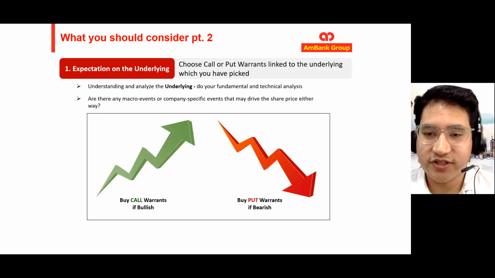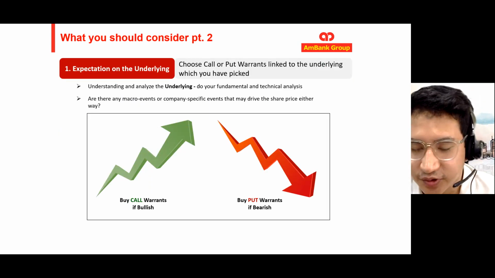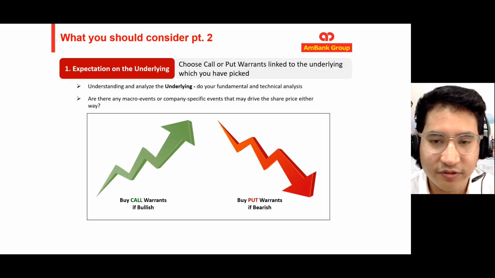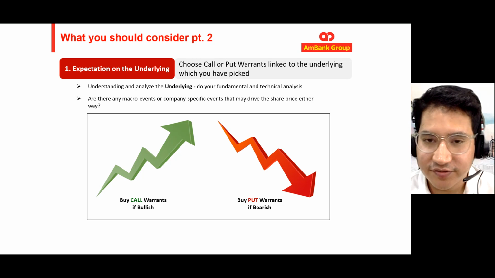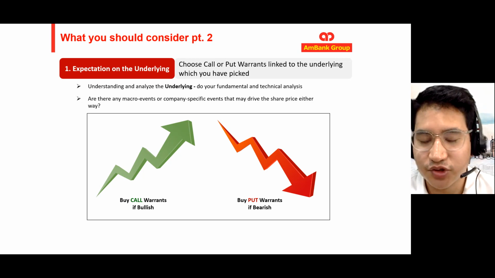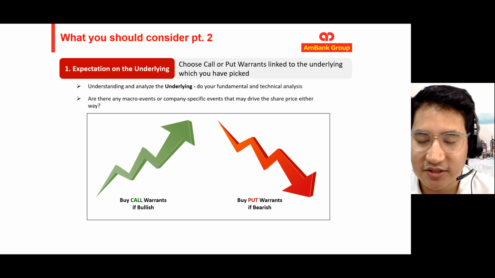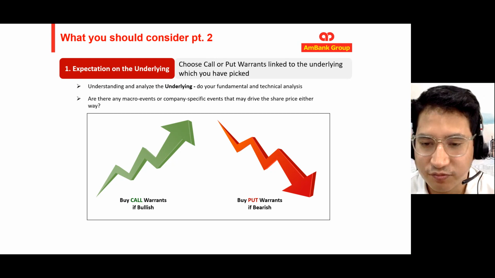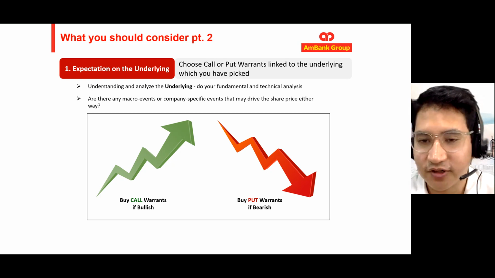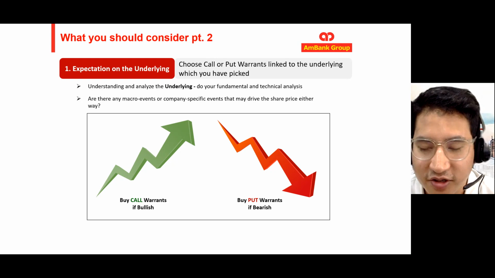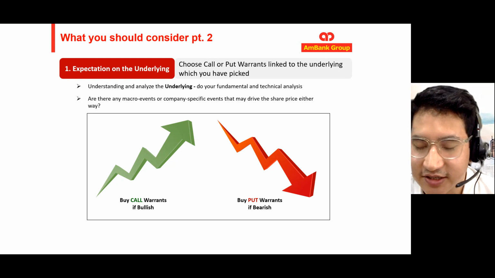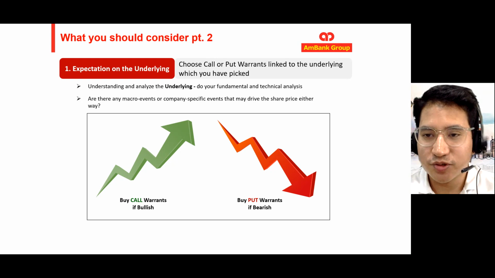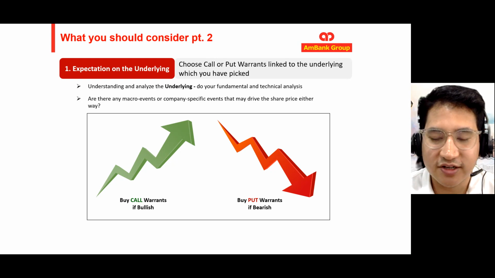So what should you consider if you're interested in structured warrants and you want to look around and trade structured warrants? So the first thing I would like to go through is you need to have an expectation of the underlying. There's no use buying into a structured warrant where the underlying is not doing well, because that will only accelerate your losses the same way as you saw it accelerates your gain. So you have to choose call or put warrants linked to the underlying which you have picked.